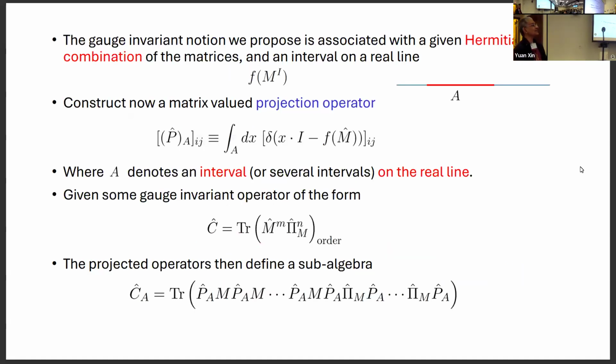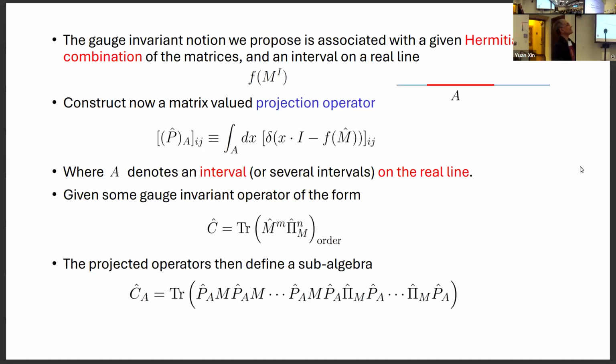So we want to think about this in a completely gauge invariant way. And the way we would like to think about this is the following. Given some number of such matrices, consider a Hermitian combination of those matrices. And I'll give an example of this. So F of Mi is a matrix valued operator, which itself is a Hermitian operator. And now we construct a projection operator, which is defined according to this. And as you can see, what this projection operator does is it checks for eigenvalues of this Hermitian operator and restricts the eigenvalue to a certain interval A of the real line. Being a Hermitian operator, the eigenvalues are real, so I can ask whether the eigenvalues lie in some interval of the real line.